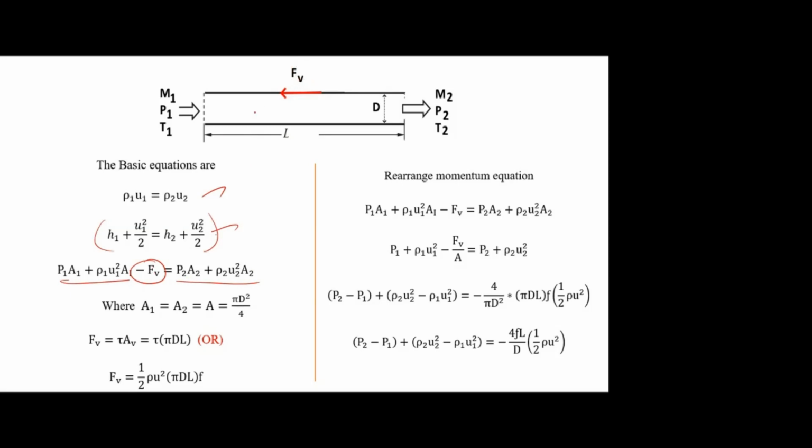If this is the flow direction, then the frictional force will act in the opposite direction, because the friction force will resist the flow. So the bottom one is the flow direction, and opposite to it you will have the frictional force, which I am taking as minus Fv. So these three are the basic equations: continuity, momentum, energy. Here there is no Q term, and here we have added the frictional component. Assume I am taking a circular duct, a circular pipe. So the area everywhere is pi d squared by 4: A1, A2, etc. are all pi d squared by 4, which is constant.